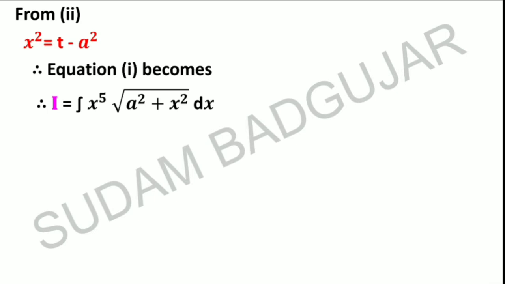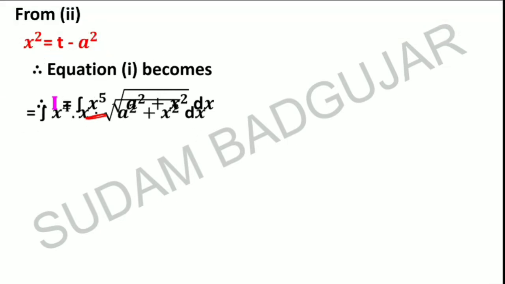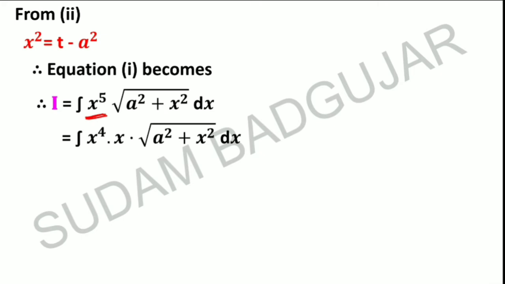So the equation 1 becomes, that is I is equal to, what is I? Given integration x raised to 5 into under root of a square plus x square. Right, now you have to split x raised to 5 in terms of x square, means x raised to 4 into x dx. Why? Because what is dt? dt is nothing but twice x dx. So you have to split x raised to 5, which is nothing but x raised to 4 into x into under root of a square plus x square into dx. So again you have to rearrange. What is x raised to 4? Integration of x square the whole square into under root of a square plus x square into x dx.